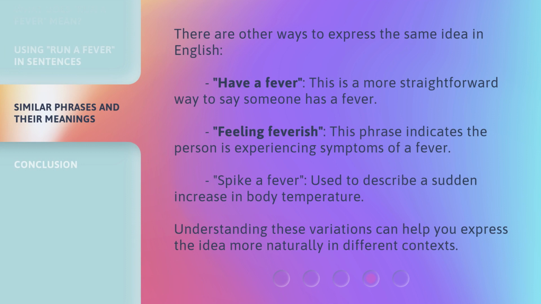There are other ways to express the same idea in English. Have a fever. This is a more straightforward way to say someone has a fever. Feeling feverish. This phrase indicates the person is experiencing symptoms of a fever. Spike a fever, used to describe a sudden increase in body temperature. Understanding these variations can help you express the idea more naturally in different contexts.